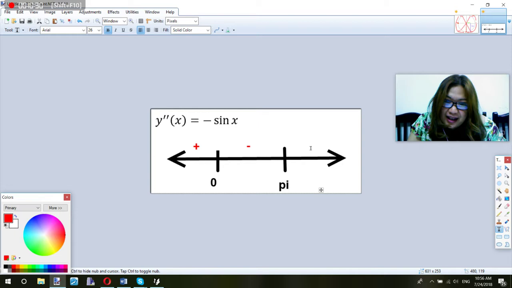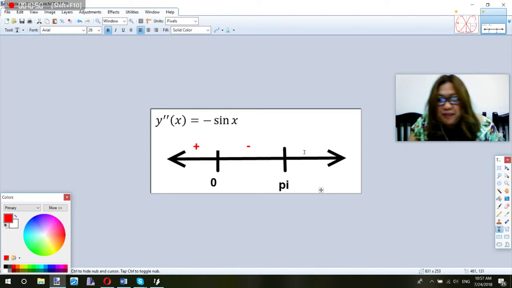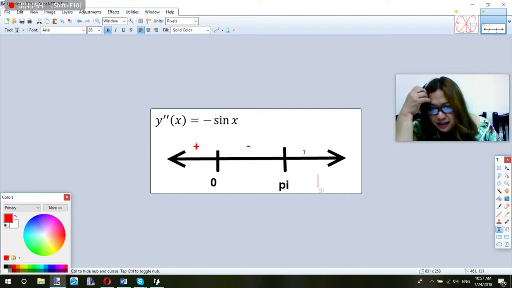And the last one needs to be a point between pi and 3 pi over 2. Can I say negative 5 pi over 2? No. Oh, 5 pi over 3 rather. 5 pi thirds is bigger than 3 pi halves, so that does not work. I need a point between pi and 3 pi halves.